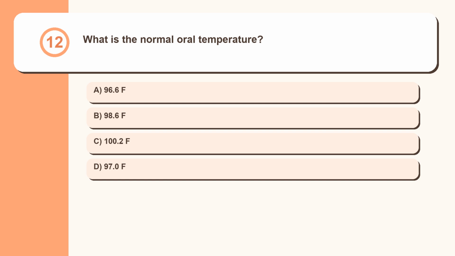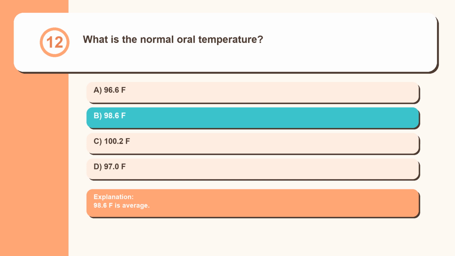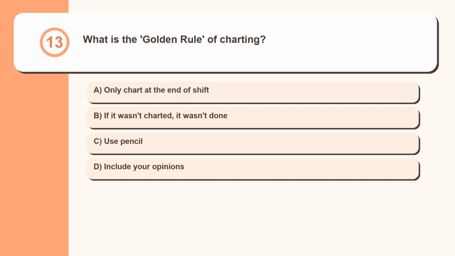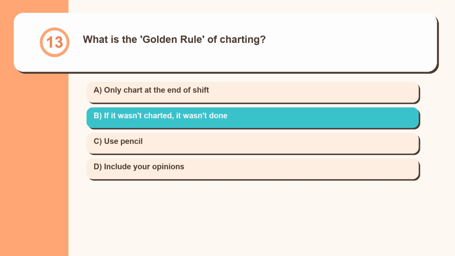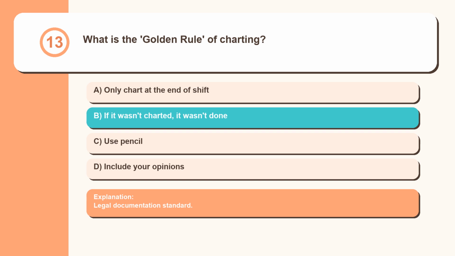Question 11. Postmortem care is for before surgery, after death, after birth, during sleep. Care given to a body after death. Question 12. What is the normal oral temperature? 96.6 F. 98.6 F, 100.2 F, 97.0 F. 98.6 F is average. Question 13. What is the golden rule of charting? Only chart at the end of shift. If it wasn't charted, it wasn't done. Use pencil. Include your opinions. Legal documentation standard.